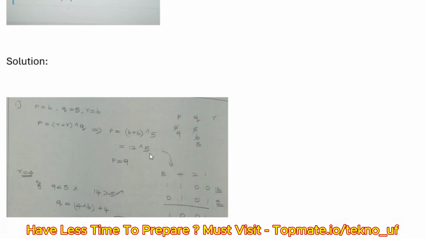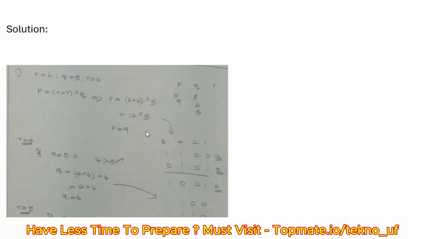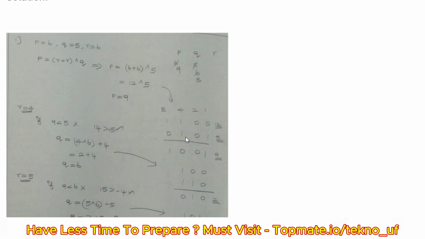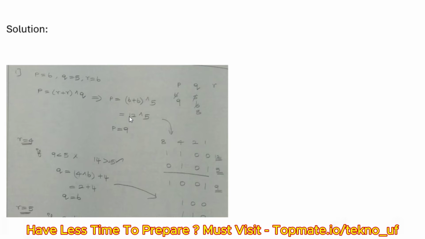12 XOR 5. 12 XOR 5 means we need to convert 12 and 5 to their binary format, and we need to evaluate the XOR operation. In this case, this is the binary format for 12 and this is the binary format of 5. After solving using the XOR operation, it will become 9. So P equal to 9.